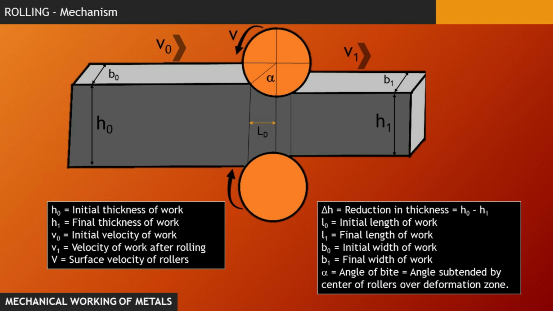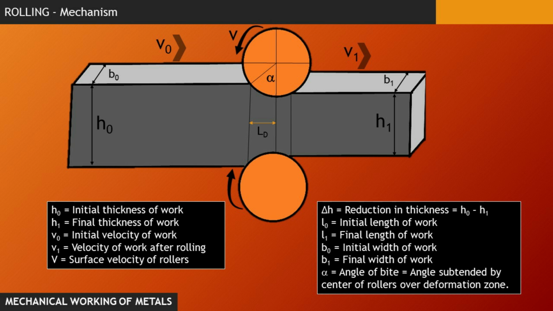Sometimes the width is also reduced. As you can see here, B0 is the initial width and B1 is the final width. L0 can be termed as the initial length of the work and L1 would be the final length of the work. Here L0 and L1 are not specified, but you can get an idea when this particular work is completely out of the rolling process, a different length will definitely be there.